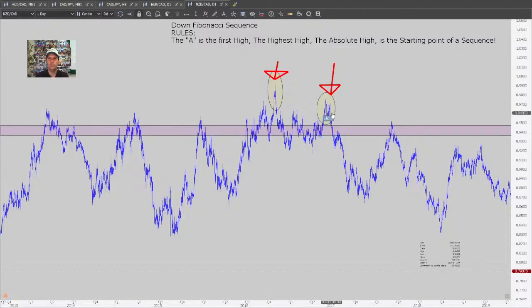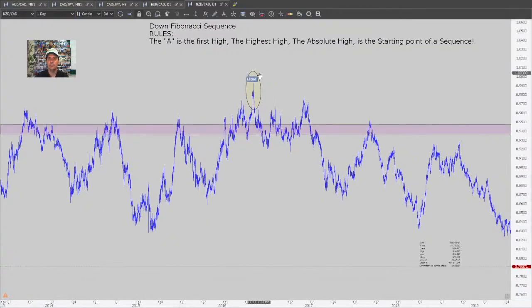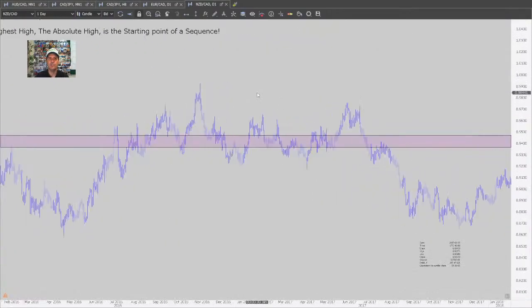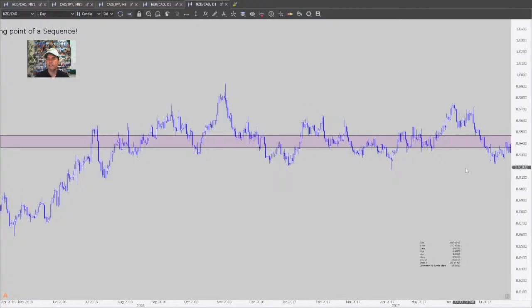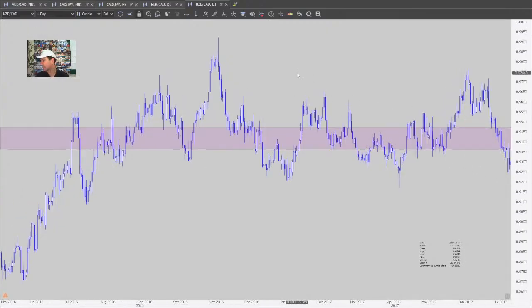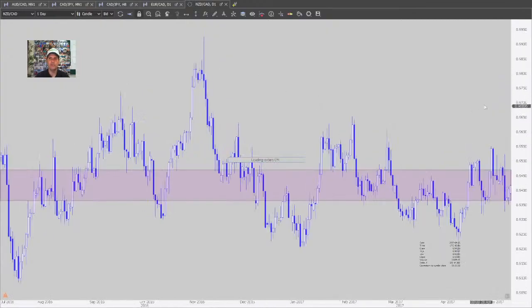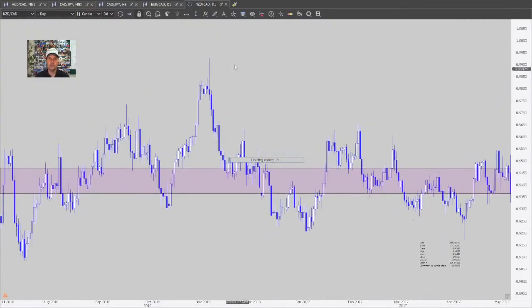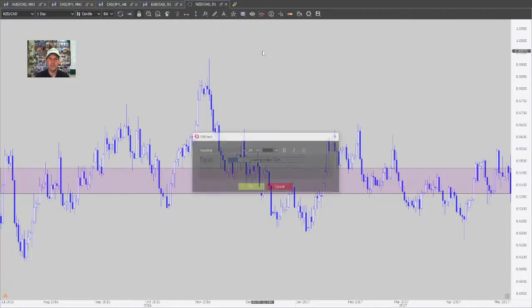When the rule gets hit most of the time, the highest high, the absolute high, is the starting point of a sequence, alright everybody? I mean, it depends how you look at the chart. Okay, so the fifth circle was the correct answer. We are at the end of the decade, everybody. Let's see if we can finish for today. Hopefully. And so we identified our A, everybody.